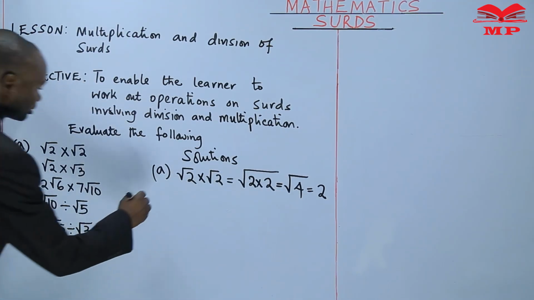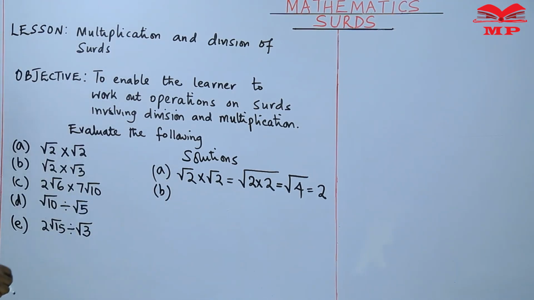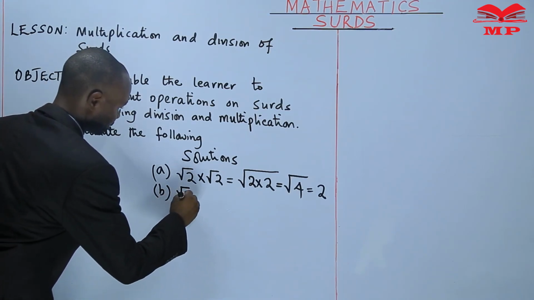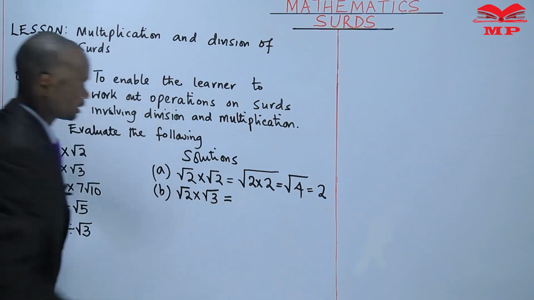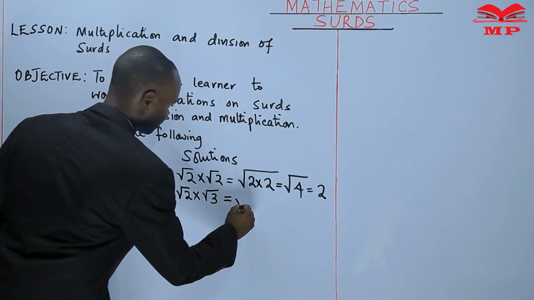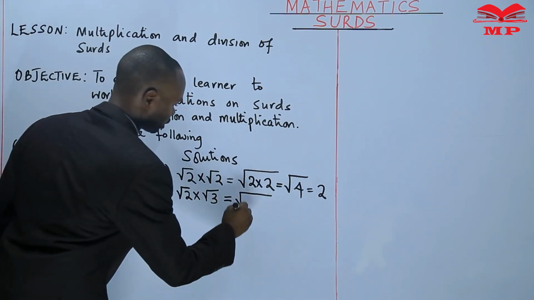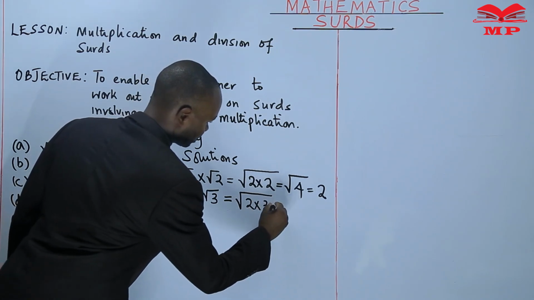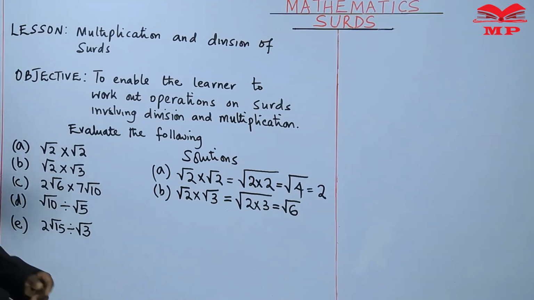We come to B. Square root of 2 times square root of 3, learner. Just as in the first operation, put all of them under one root sign. So it will be the same as square root of 2 times 3, and that gives us square root of 6.